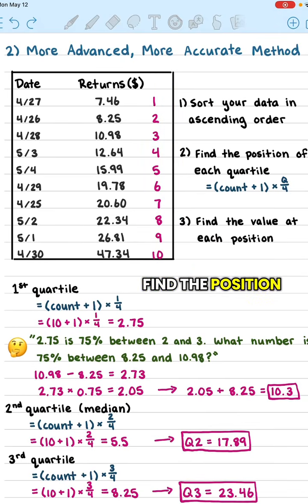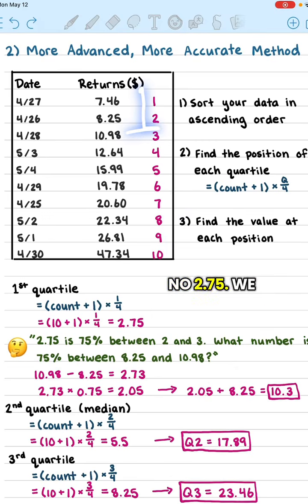Next, you will find the position of each quartile using this equation. For example, the position of the first quartile is count, or the number of values in our data set, which is 10, plus 1 times q divided by 4, or the quartile we are trying to find, which is 1 divided by 4. And when we solve all of that out, we get 2.75 as the position. Now we just need to look back and see which number is at the position 2.75.